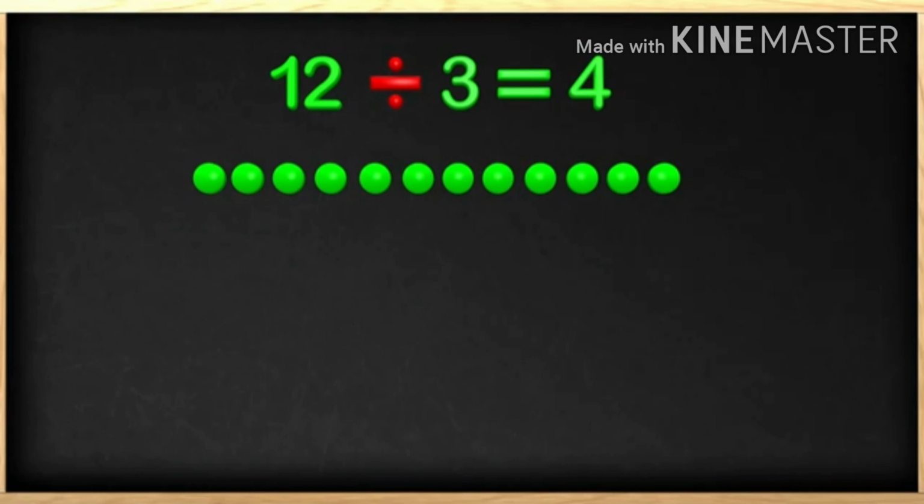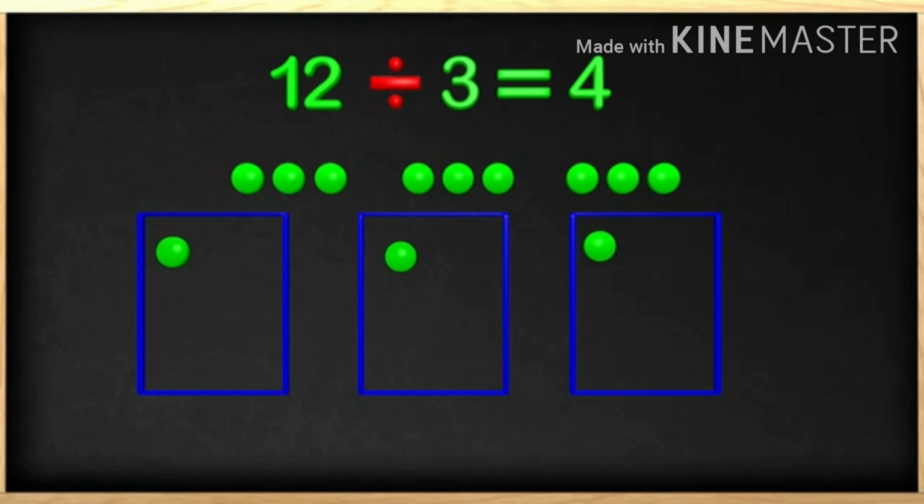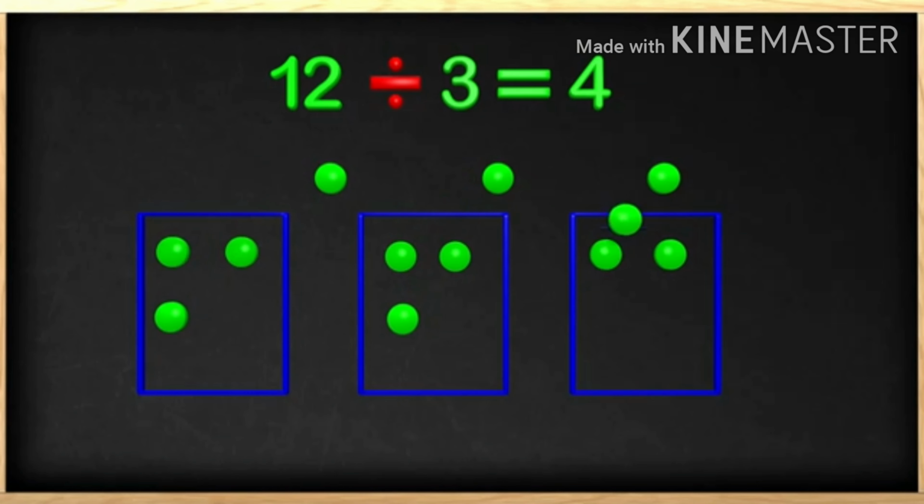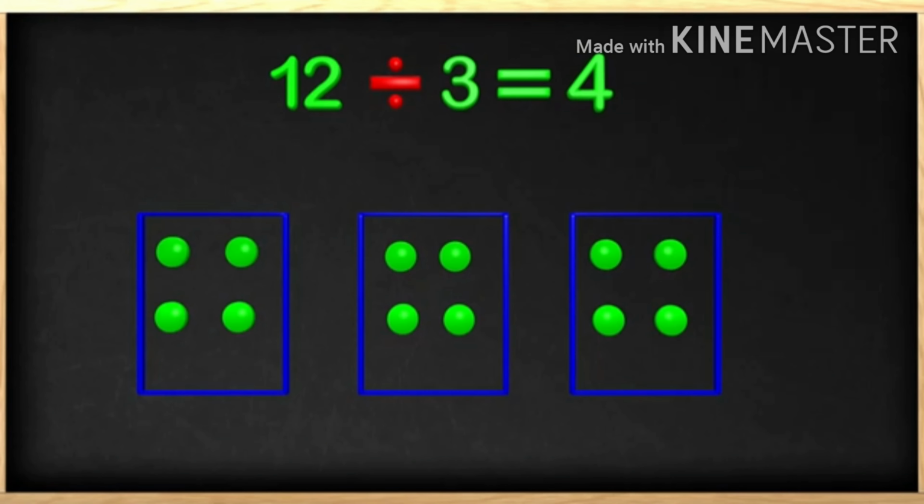In the division problem, you will notice that the 12 is at the beginning. In a division problem, you start with the total number of dots. The problem is telling us that we will take 12 dots and divide them equally among 3 groups. We will put a dot in each group until all dots are gone. Can you tell me how many dots are in each group? There are 4 dots in each group, just like the answer.